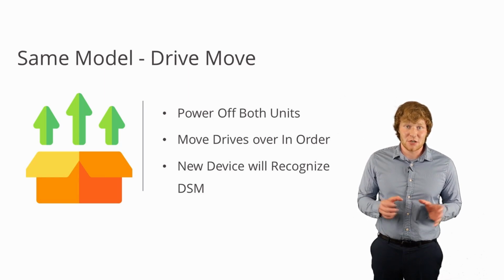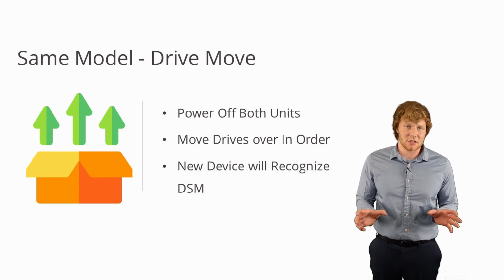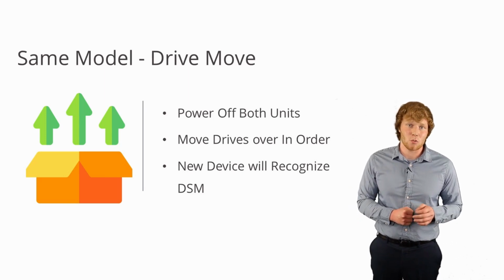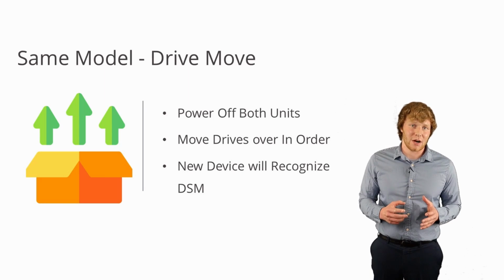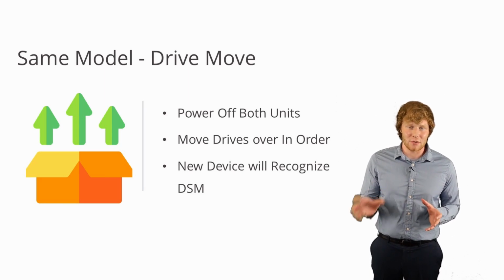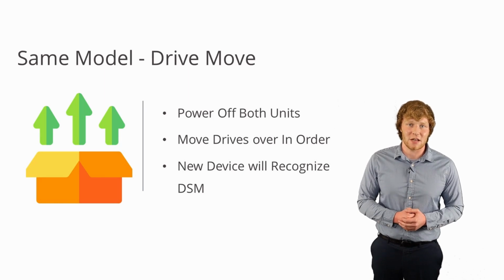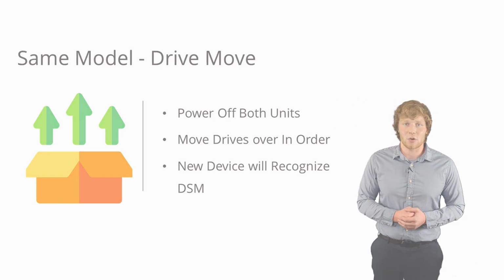All you need to do is make sure that you're getting the exact same model of Synology NAS, and then make sure both units are powered off and insert the drives one after the other. You want to make sure that the drives are populated in the same order on the new NAS as they were on the older one. Once that's done, all you need to do is power on the new device, and the device will recognize that DSM is already installed on the drives themselves, and you'll be back up and running the way that you were before.